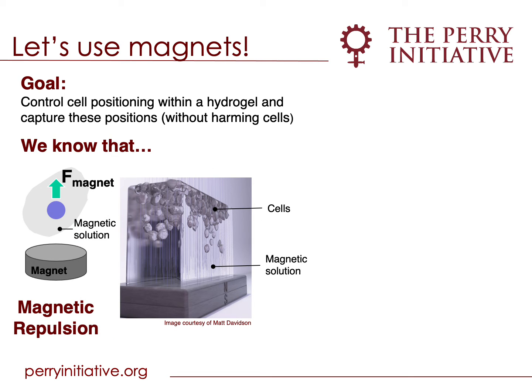We implemented this concept of magnetic repulsion to create cell gradients within hydrogels. Here, the cells are the non-magnetic objects of interest, and they're suspended within a magnetic hydrogel precursor solution. This solution is a liquid to facilitate patterning and turns to a solid to then lock in cell positions.